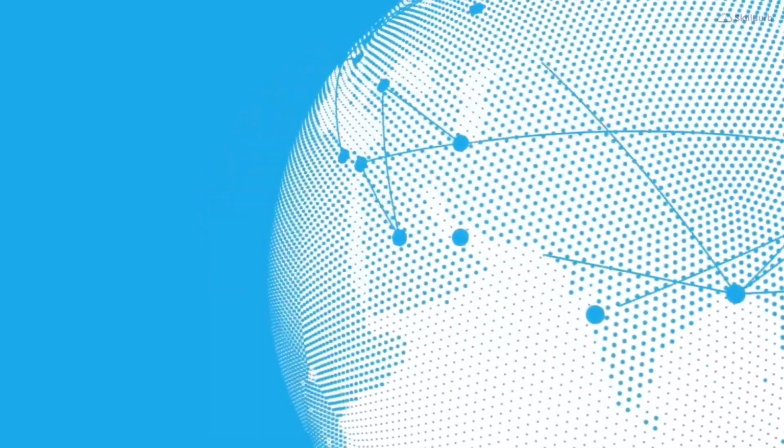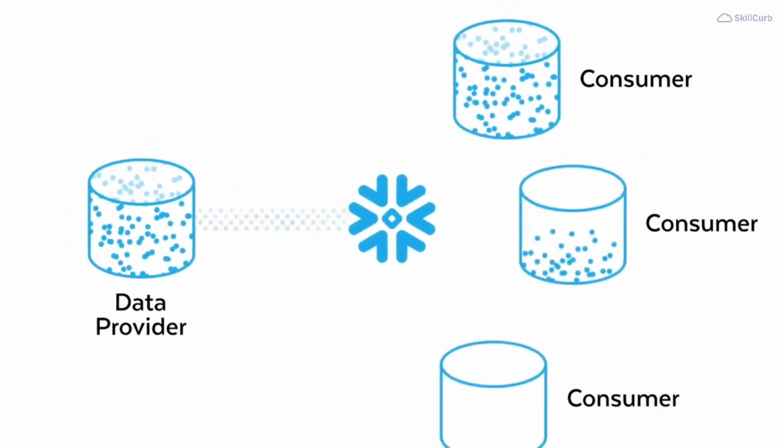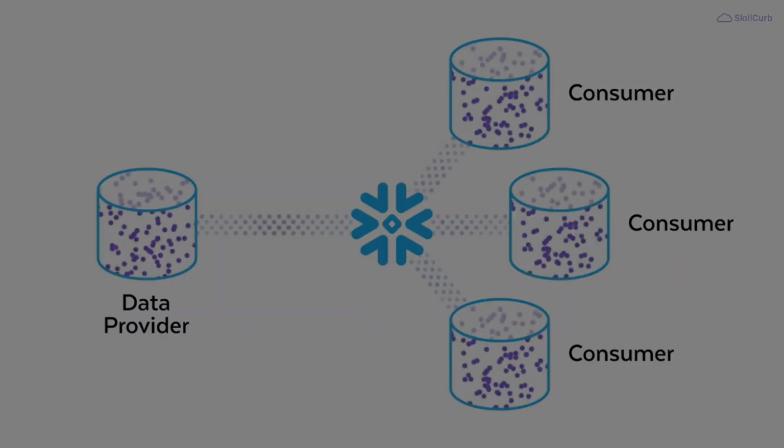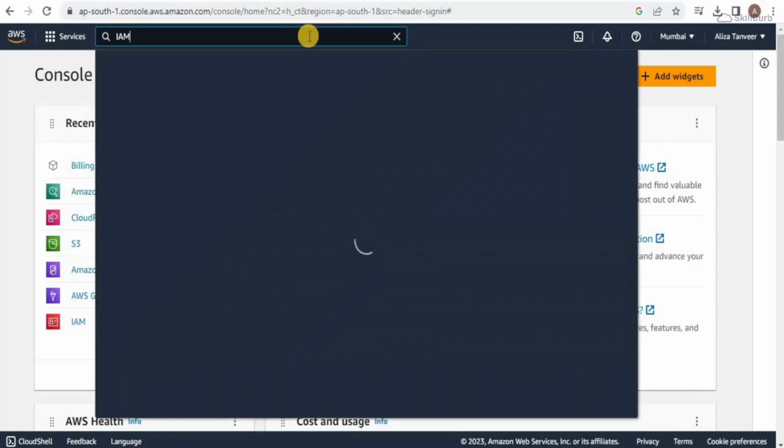In this video, you will learn how to ingest a CSV file from your S3 bucket to Snowflake account. So let's start by creating an IAM role in the AWS. I'm gonna go to my AWS account and in the search bar type IAM.